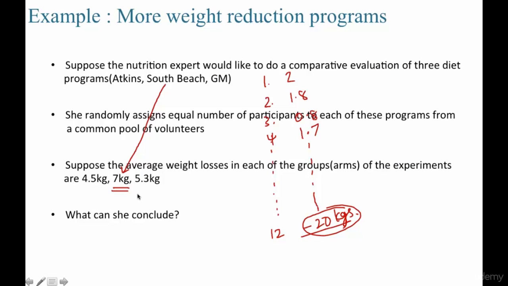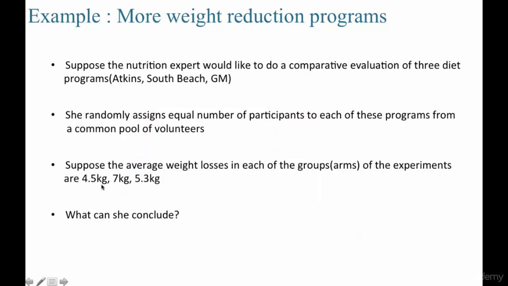Hence we should not always restrict an analysis to the average. Though on an average, the people assigned to the South Beach diet program have lost a lot of weight in comparison to Atkins and GM, we cannot conclude that South Beach is the best because there could be outliers. Hence, we also need to look into variance, and this specific technique is called analysis of variance. Okay, let us move on and try to understand further what's happening.